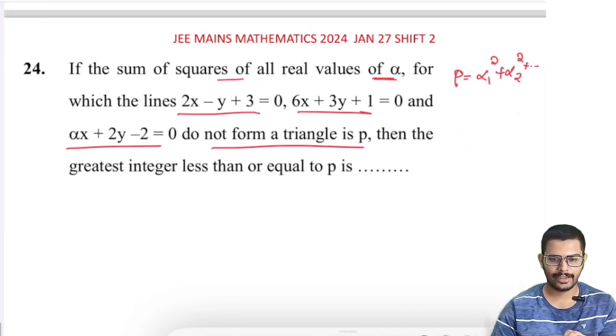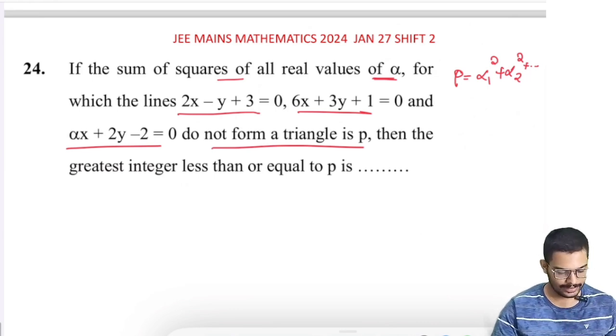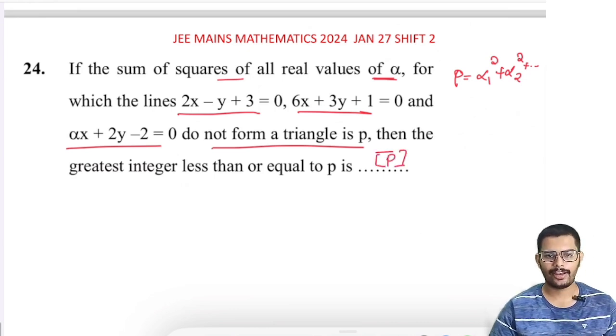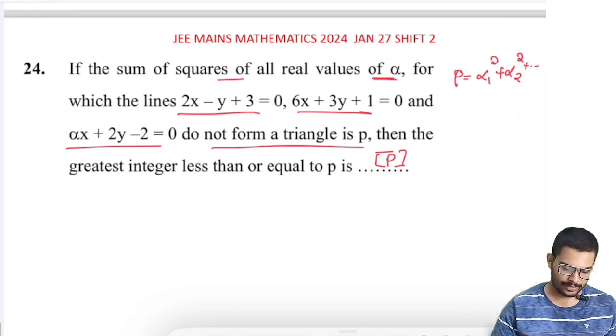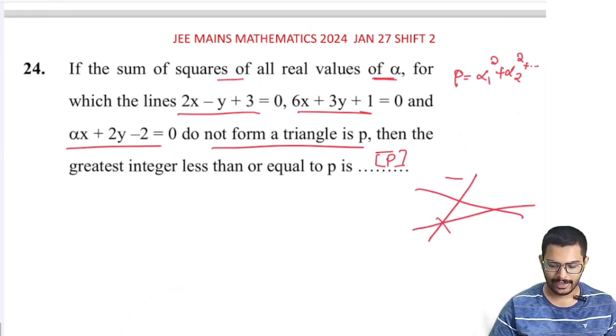And what is the criteria to find the value of alpha? Alpha should be selected in such a way that these three lines shouldn't form a triangle. That's the condition. Then the greatest integer less than or equal to P, which means our answer is the greatest integer value of P. Now we have three lines. Three lines can form a triangle if they intersect pairwise at three distinct points.